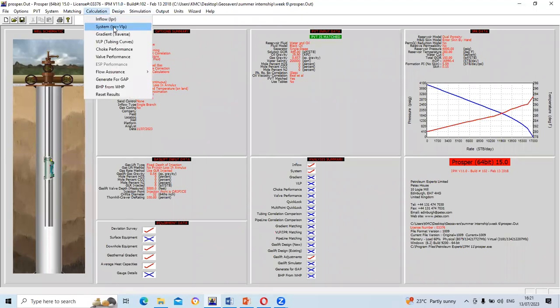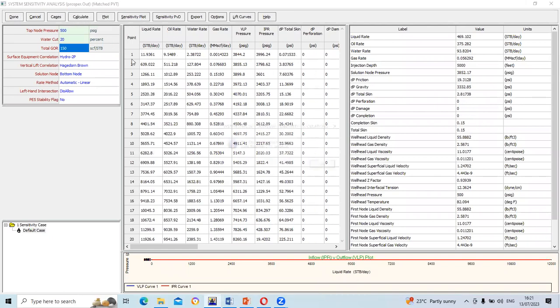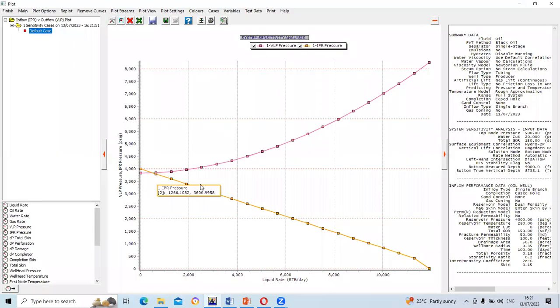So we go to calculation. We have this. So we change this to 150 and see. And then we do our calculation. So result and plots. All right. So you see what has happened when they have reduced the gas oil ratio, even though they are intersecting at this point in time.